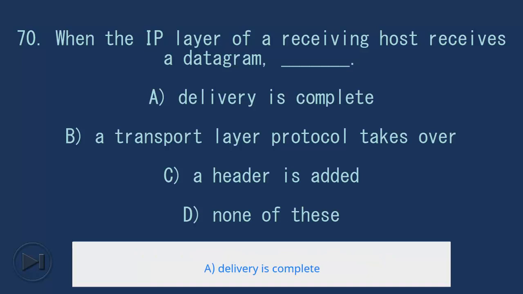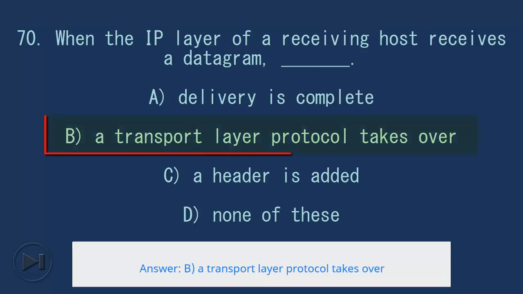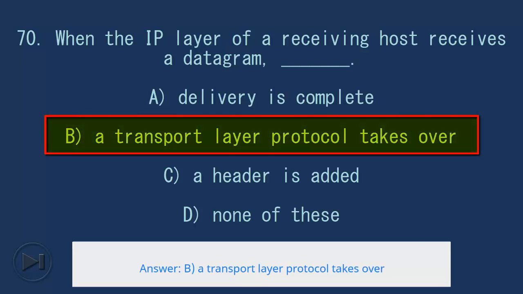70. When the IP layer of a receiving host receives a datagram, blank. A, delivery is complete. B, a transport layer protocol takes over. C, a header is added. D, none of these. Answer, B, a transport layer protocol takes over.